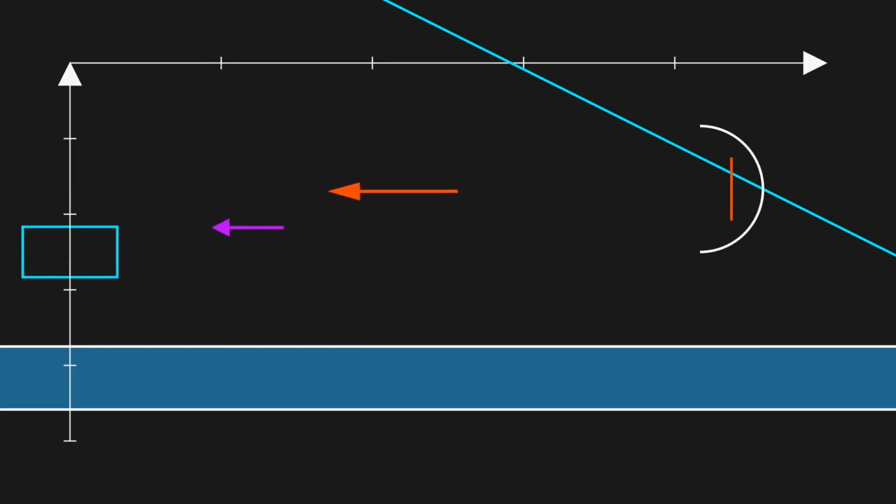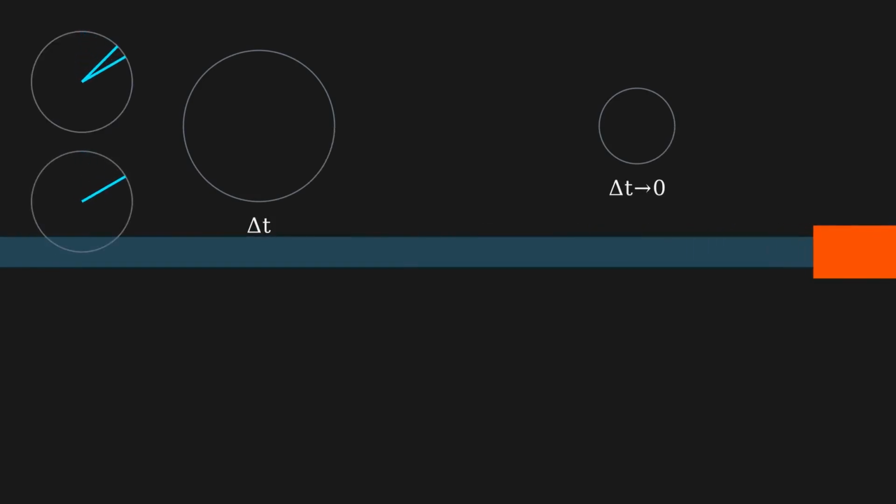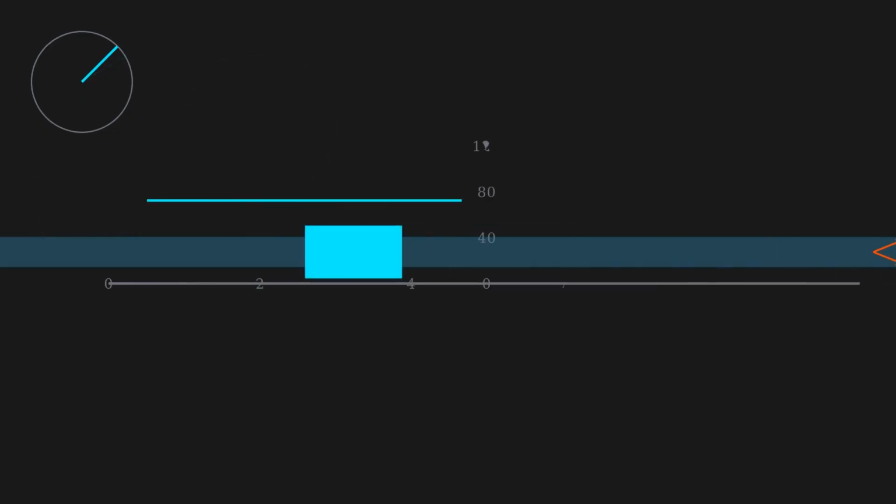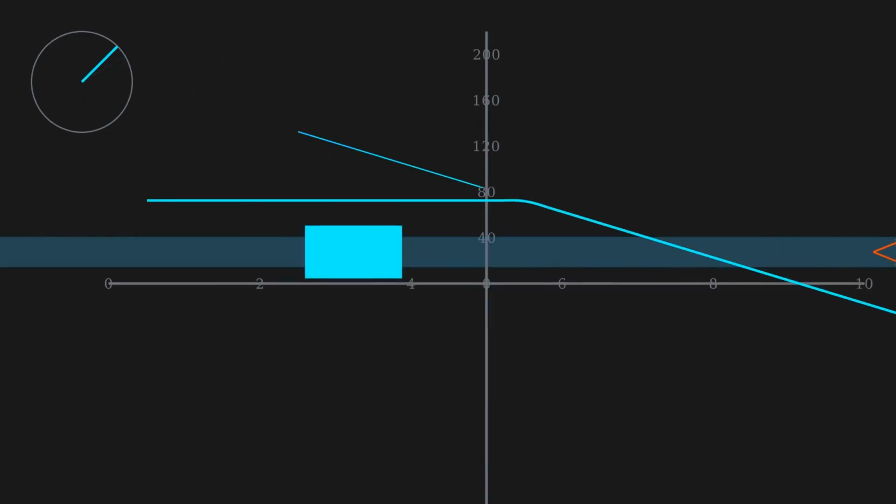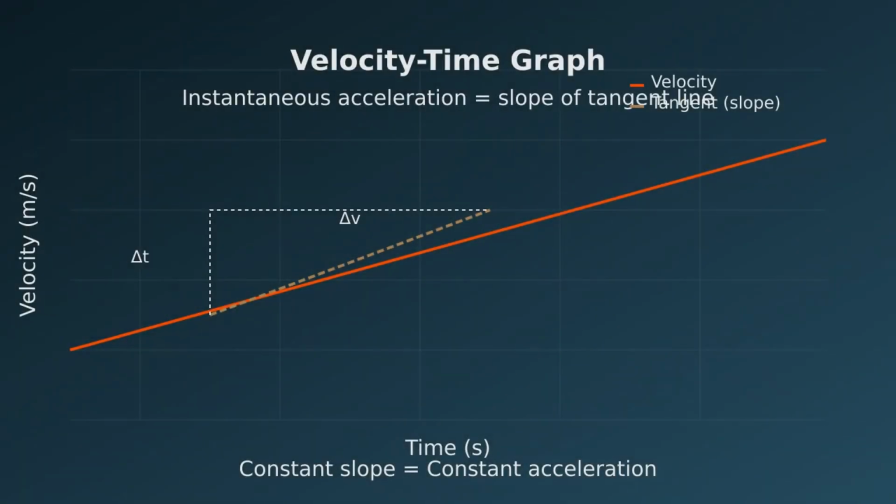Now let's go one step further. Just as with velocity, we can talk about average acceleration versus instantaneous acceleration. Average acceleration is over a time interval. Instantaneous acceleration is at a specific moment. Mathematically, it's the limit of average acceleration as the interval shrinks to 0. On a velocity time graph, instantaneous acceleration is the slope of the tangent line.